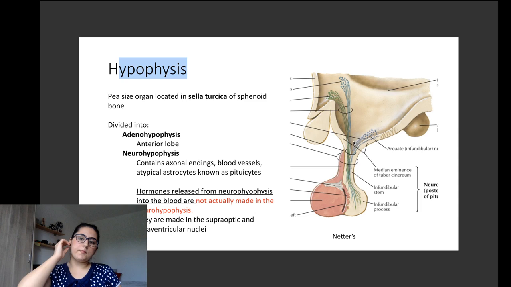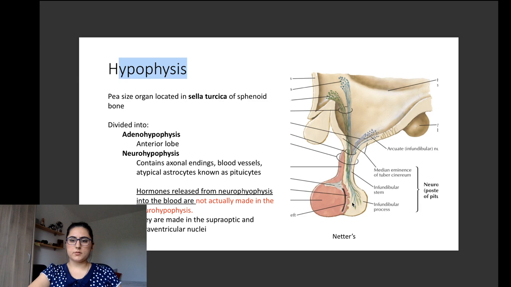Like I said, the neurohypophysis is an actual part of my nervous tissue, and the adenohypophysis is not. The axons are going to pass through and make my infundibular stem. Remember, we spoke about this stem in the beginning of the lecture, in the gross anatomy of the diencephalon. I told you to remember the stem like the stem of a flower, that it's going to be a stem and then a process. So this is basically my stem and my process.